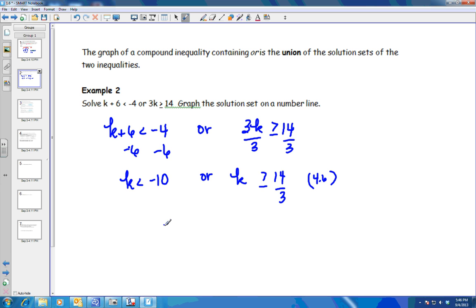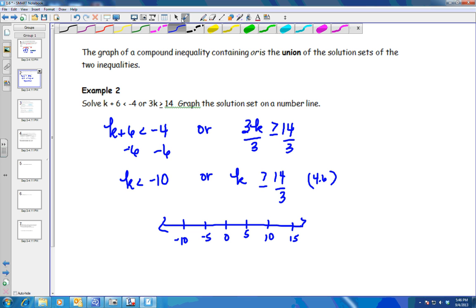All right, so when I graph this, I know my smallest number is -10. Okay, I'm going to go by fives. -5, 0, 5, 10, 15. So when I graph this, I'm just going to unite or put their graphs all in the same graph. So this one, I'm going to go to 10. It's an open circle, and it's to the left. 14 over 3 was 4.6, so it's not quite to 5. It's going to be an open circle, and it's going to be pointing to the right.